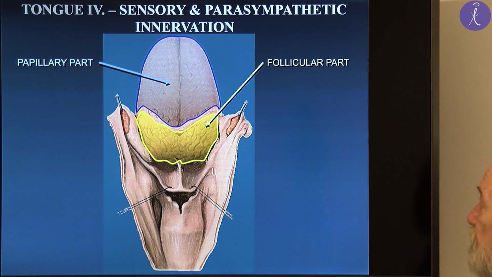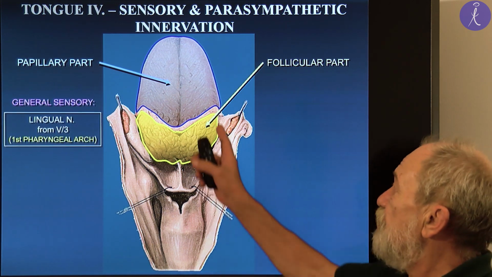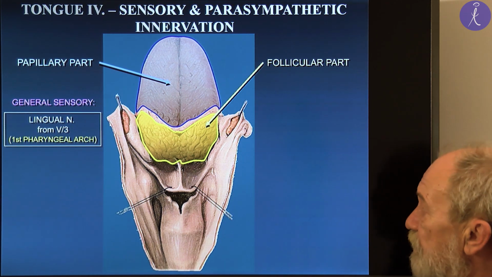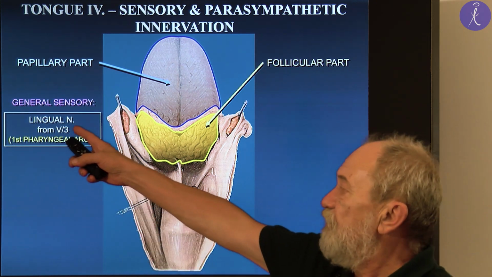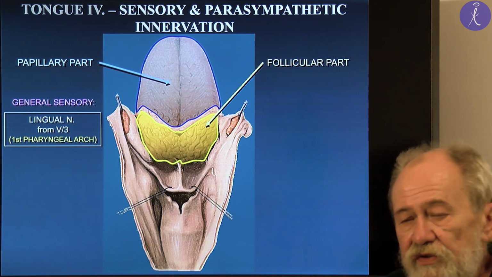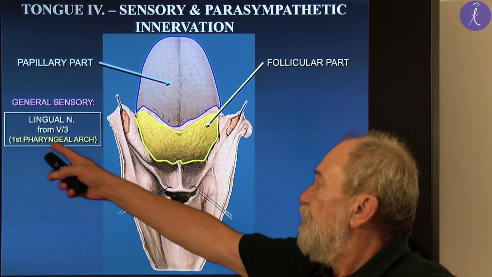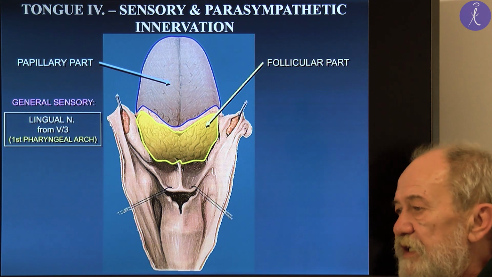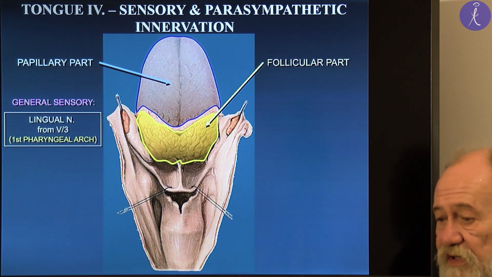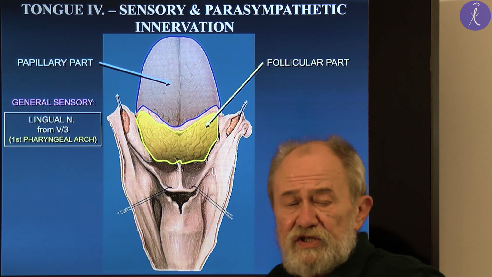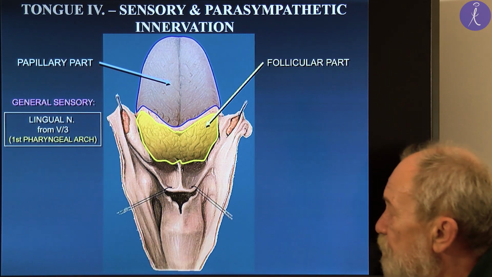So the anterior and posterior parts have different nerves responsible for innervation. For general sensory innervation, this means superficial touch, temperature, and such things, the lingual nerve is responsible, which is a branch of the mandibular nerve. This one nicely illustrates that the first pharyngeal arch contributes to the formation of the tongue. This is new for you, but very soon you are going to discuss in detail the derivatives of pharyngeal arches and what these pharyngeal arches are in embryology. So you should memorize now that the trigeminal nerve is the nerve of the first pharyngeal arch.